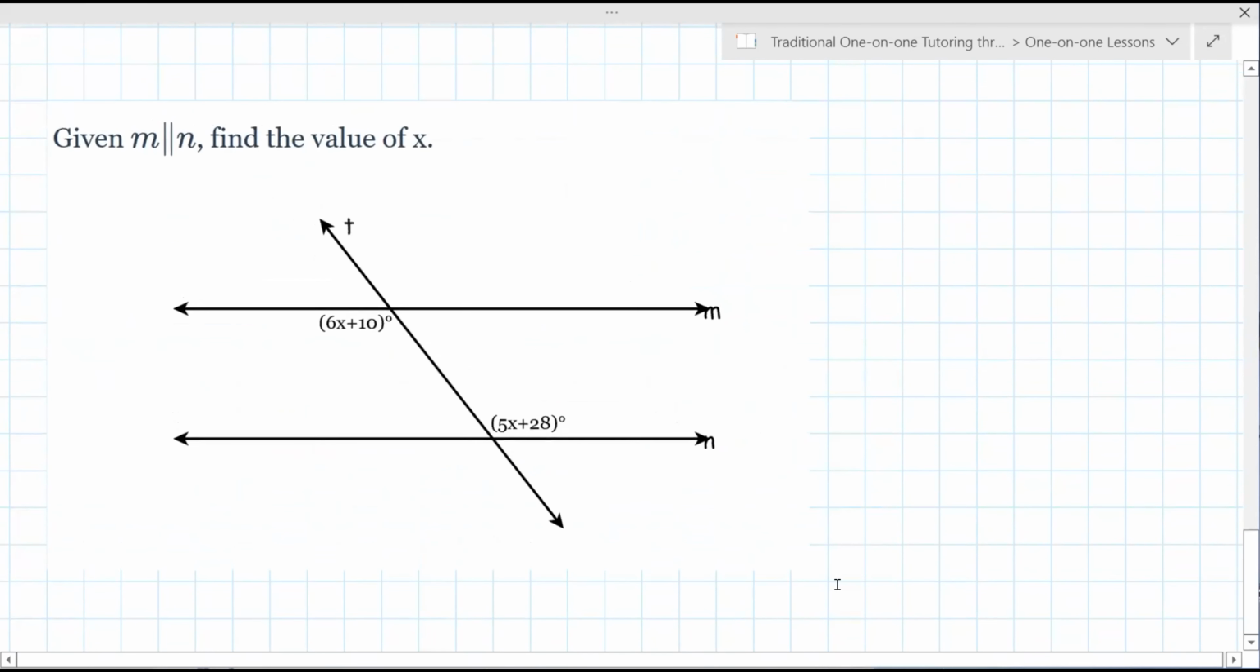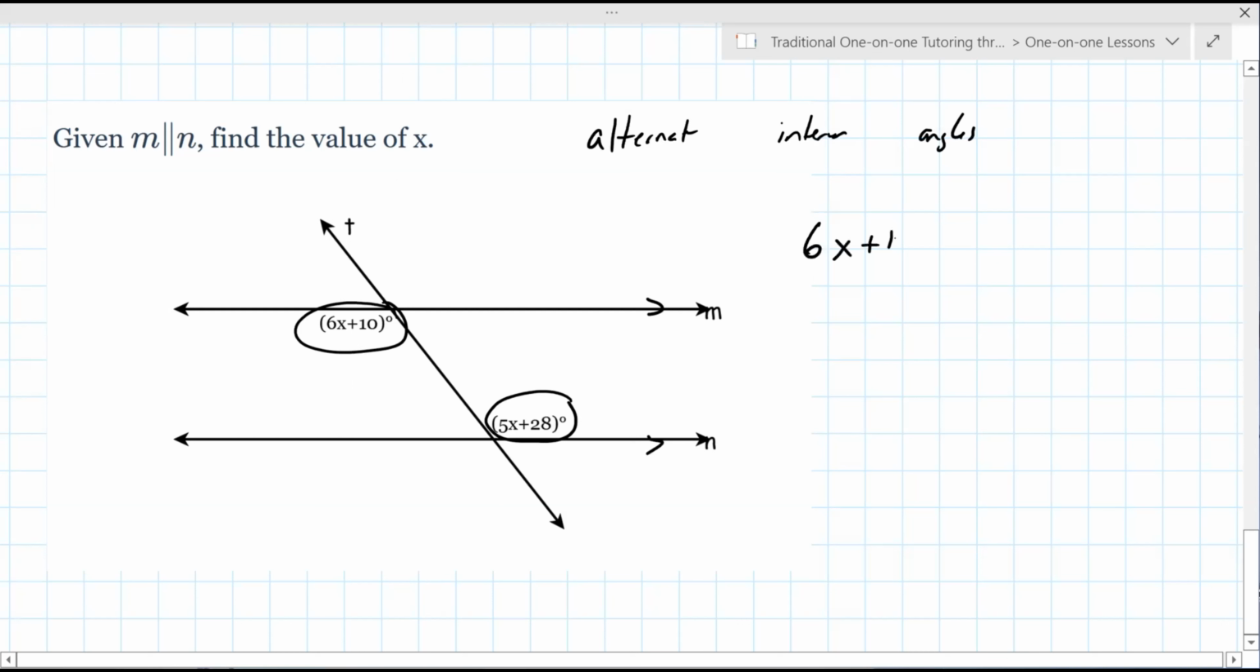Okay, so again, the lines are parallel. That's very useful. So the angles that they give you are on opposite sides of what's called the transversal. They're in the interior, so they're called alternate interior angles. And you would recall that they are congruent in this case. Congruent means they equal each other, so you set them equal. Okay, and you solve for X.